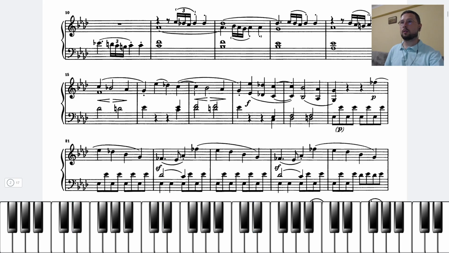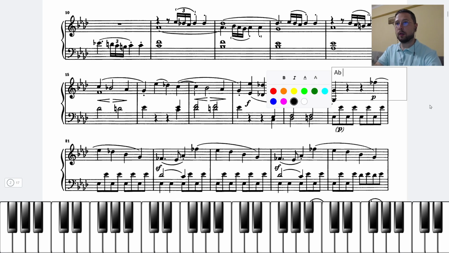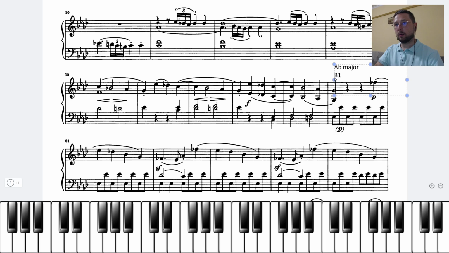It clearly tells us that something is different here, and if we look closer at it, we're already here in a different key. We're in the new key, which is A flat major. Now, thematically, probably A flat major and this being B1 doesn't seem to be much of a theme. It's just a set of arpeggios going downwards.